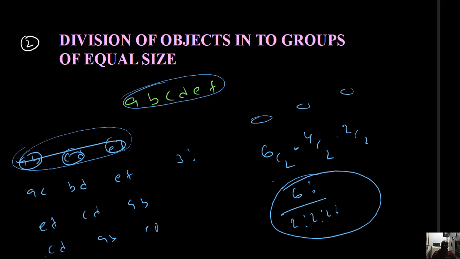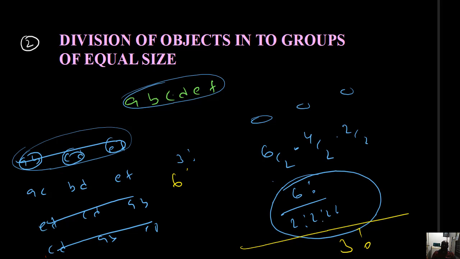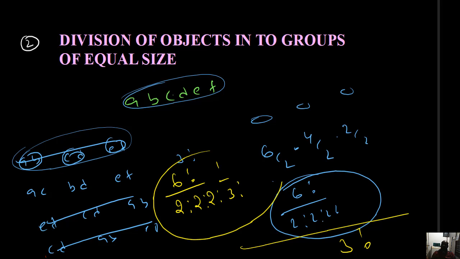But all these are treated as the same. All those 6 will be treated as the same. What is the meaning of that? We need to divide the total by 3 factorial. What is the actual answer? 6 factorial by 2 factorial into 2 factorial into 2 factorial into 1 by 3 factorial. This is the answer.